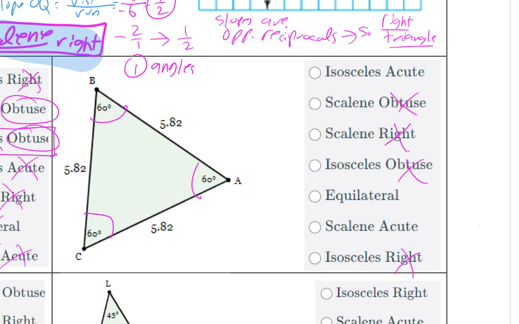Now, you may already know what it is, but let's look at the sides. This side and this side and this side, all three sides are the same. So that means it's not isosceles, because isosceles is just two sides. Scalene means none, so it has to be equilateral, right? Because equilateral means equal sides.